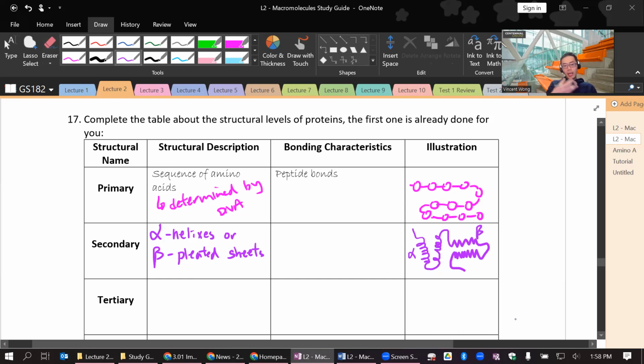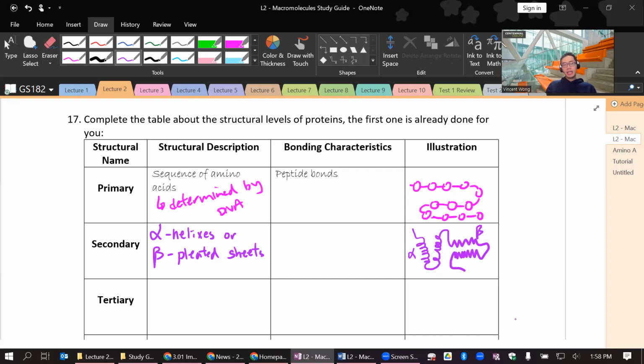Depending on what kind of amino acids you connect together, sometimes there are more helices in a protein, sometimes there are more beta pleated sheets. You don't have to have both, right? The entire protein can consist of only helices and no sheets, or vice versa.